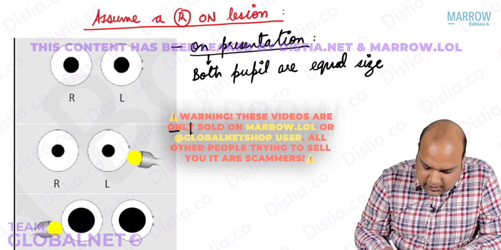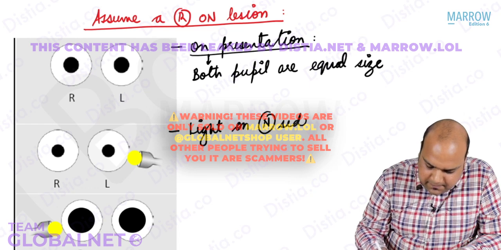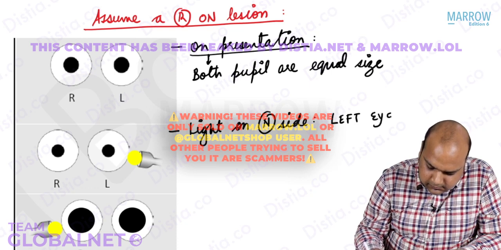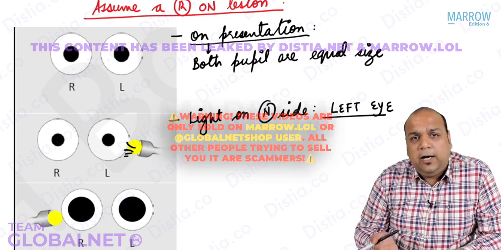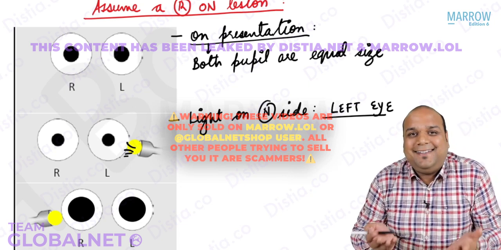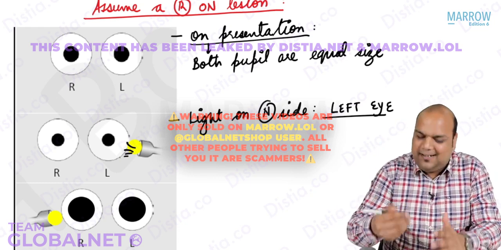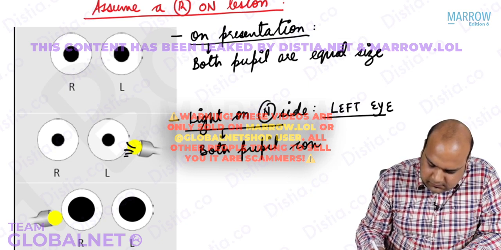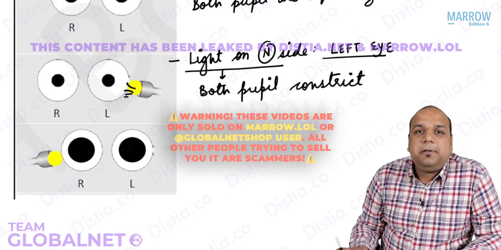Next, everybody, the second photograph, we are again throwing light on the normal side first. Normal side, again, we are saying is the left eye. So we are throwing light on the left eye. When we throw light on the left eye, what will occur? Yes, we have said it so many times. Both the pupils will constrict, sir. Yes, they will constrict. So both pupils constrict. Till now, if you see, everything is the same as AAPD.